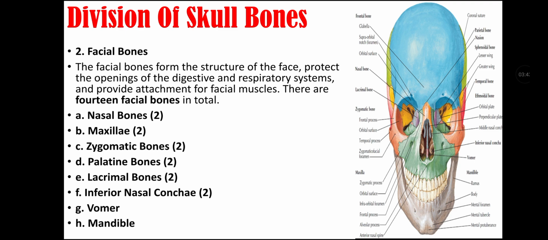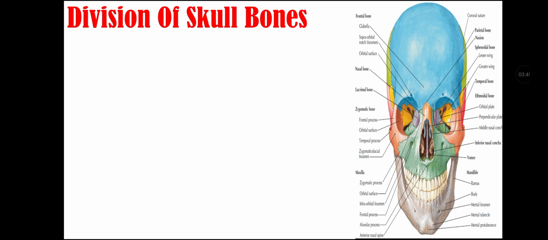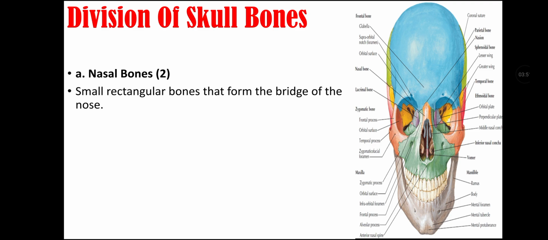Now let's talk about these bones one by one. So first facial bone we have is nasal bone, that is pair bone. That means there are 2 nasal bones in every skull. They are small rectangular bones that form the bridge of the nose.